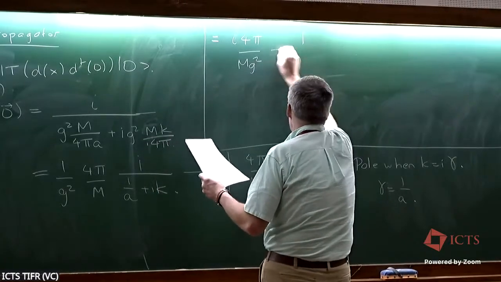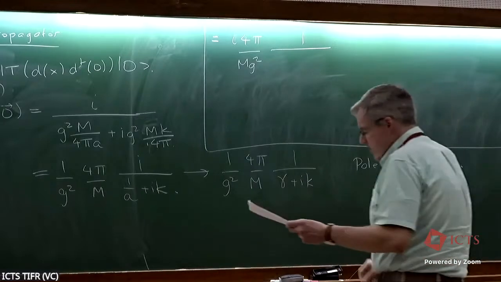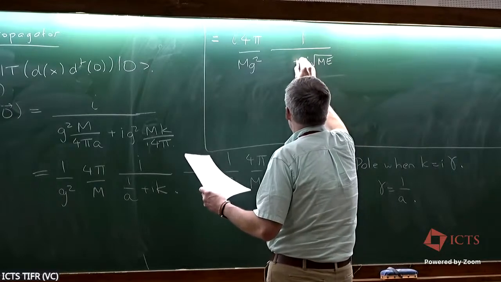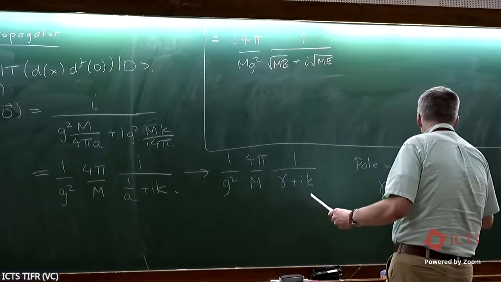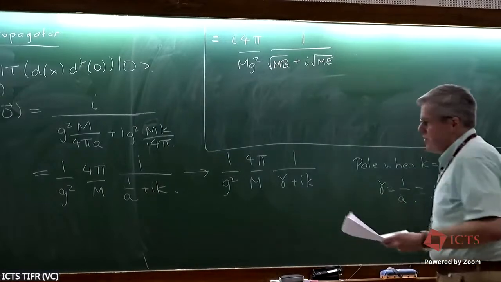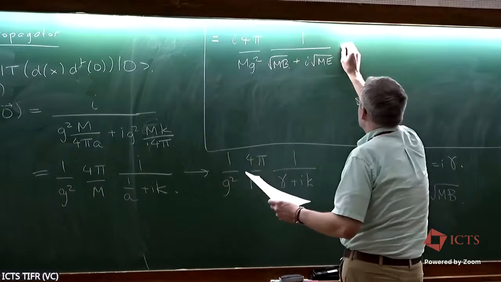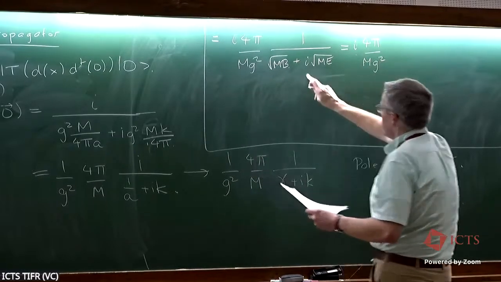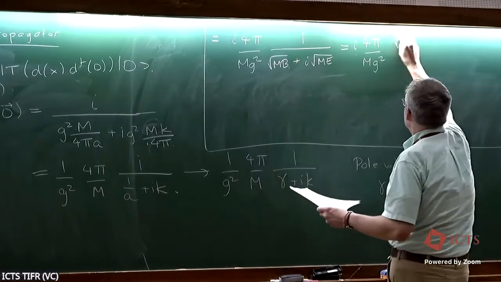And then we want the propagator not as a function of momentum, but as a function of energy. So I'm going to replace k by the square root of mE. I'll replace gamma by the square root of mB, where B is the energy at which the pole occurs. And then I never remember what this is called. If these were square roots, I'd call this rationalizing the denominator, but I multiply top and bottom by the square root of mB minus i times the square root of mE.